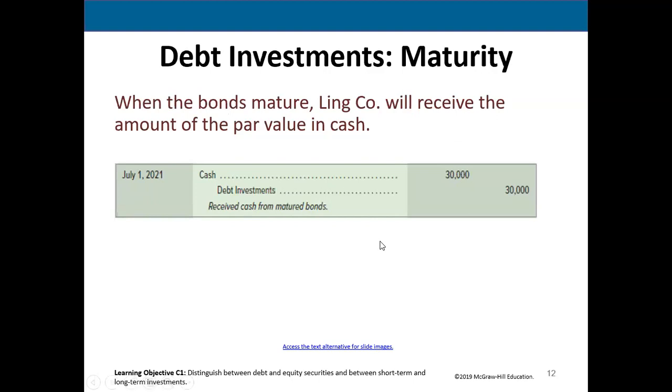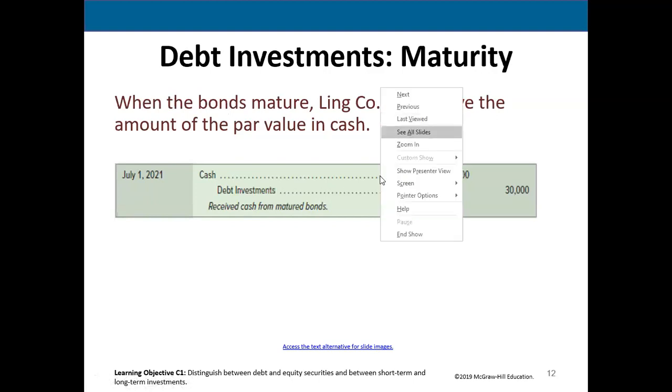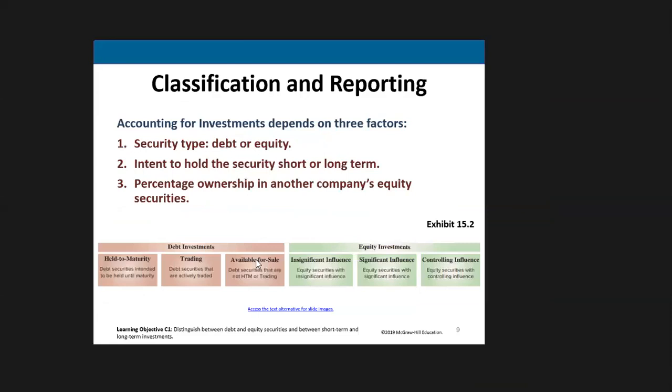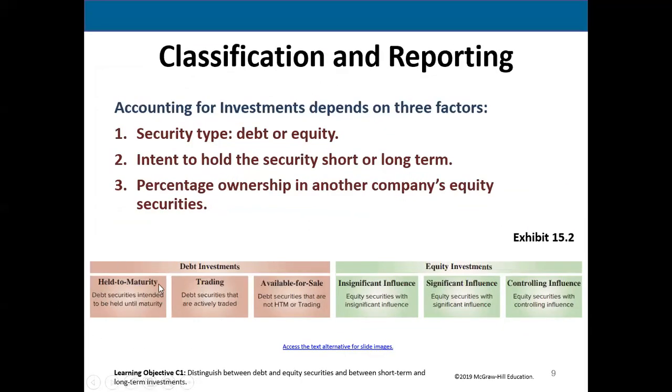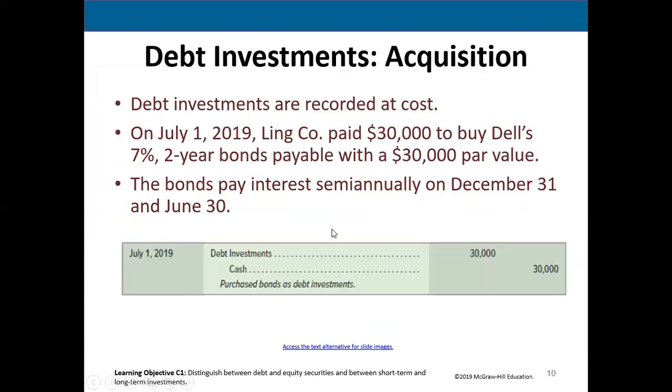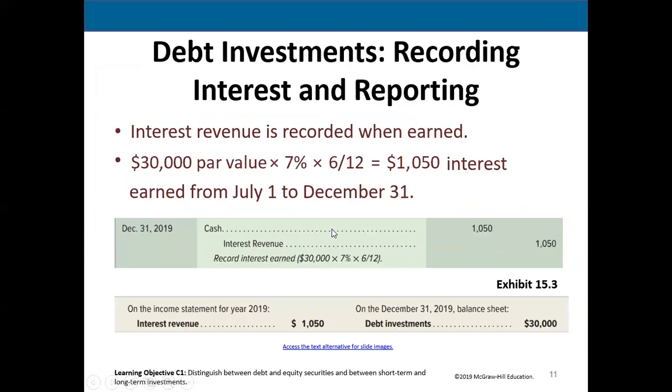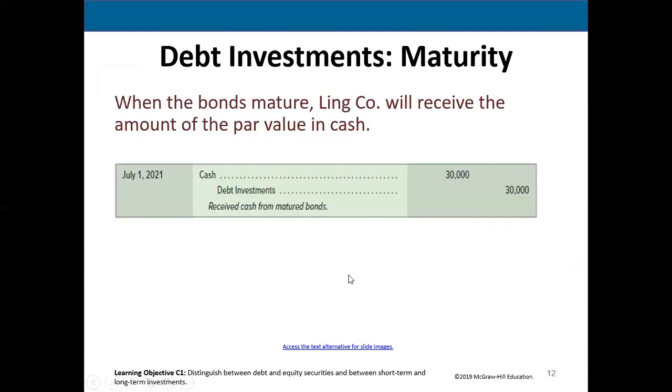So let me go back to our slide here. Here we go. So we just demonstrated this very first category, held to maturity. We record the bond at its purchase price. We record interest over the life of the bond. And then we remove the bond when we receive the cash. Beyond that, you don't do anything special.